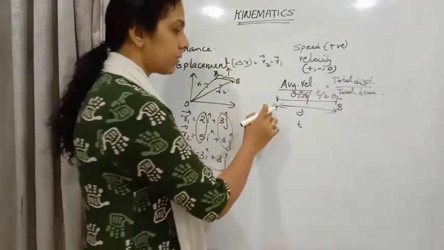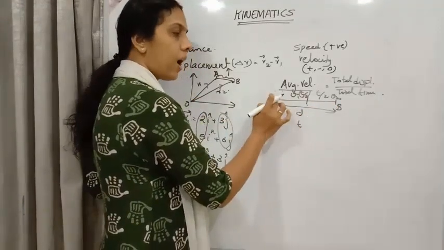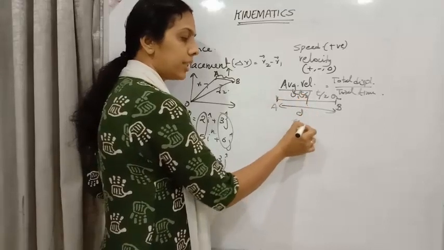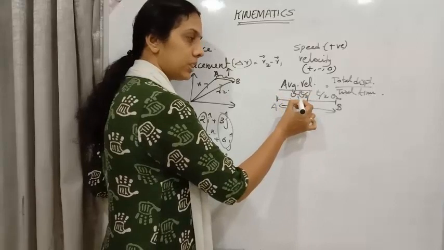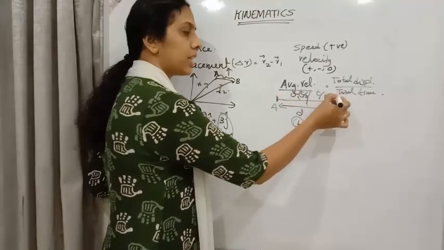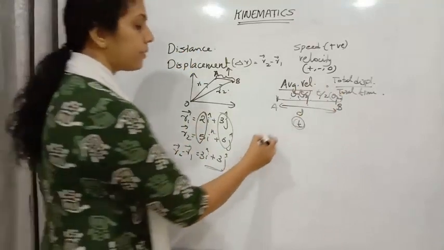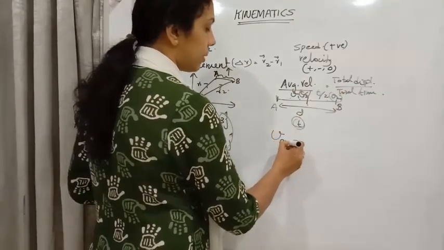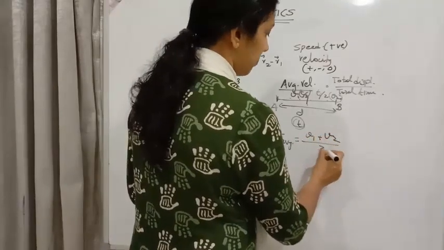I'll tell you the condition once more. From A to B, the distance is d. It takes a total time interval t. In half of the time it is moving with velocity v1 and in the next half of the time it is moving with velocity v2. Then we need to find the average velocity. V average will be equal to v1 plus v2 divided by 2.